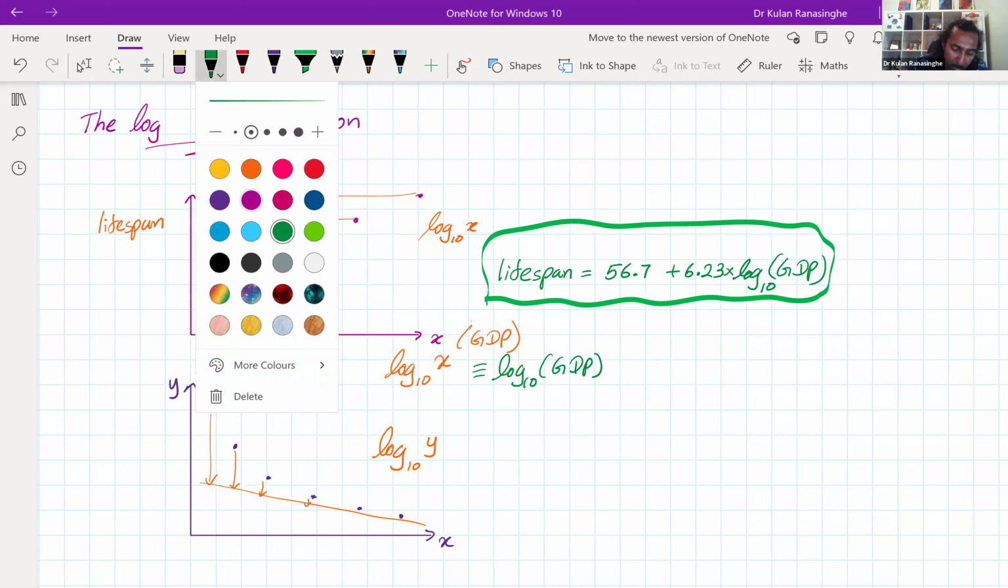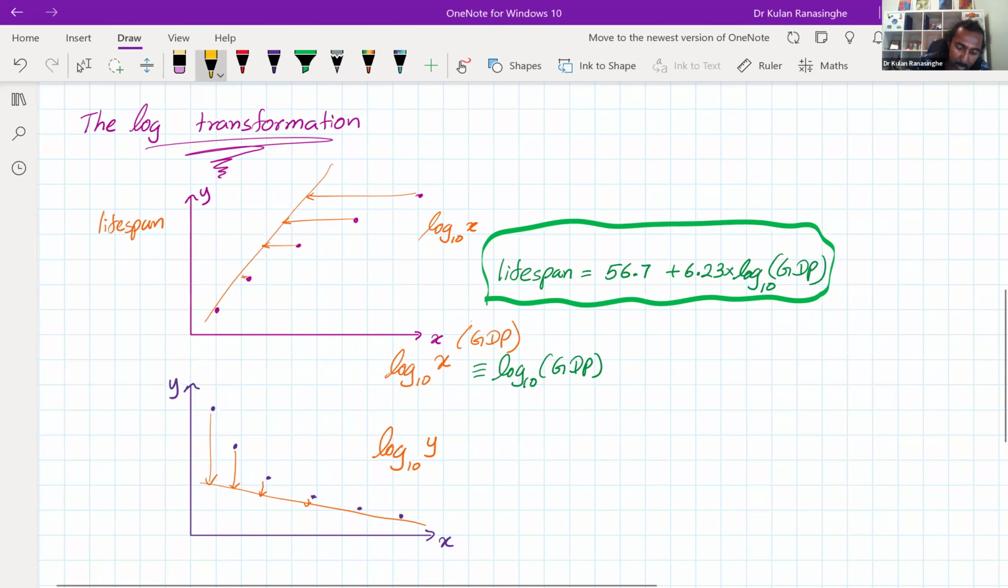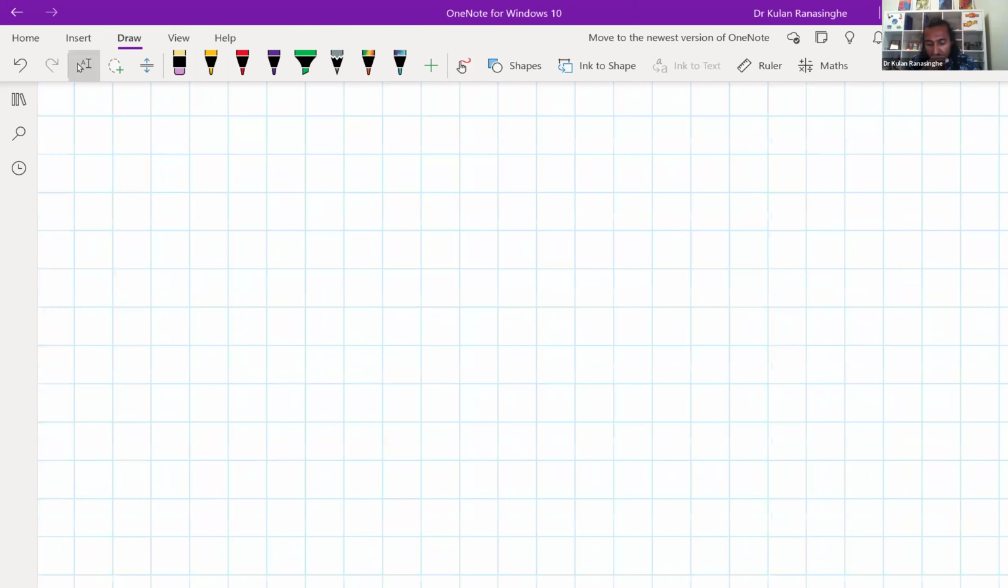The last transformation that you would learn in this subject is the reciprocal transformation, as I mentioned before.